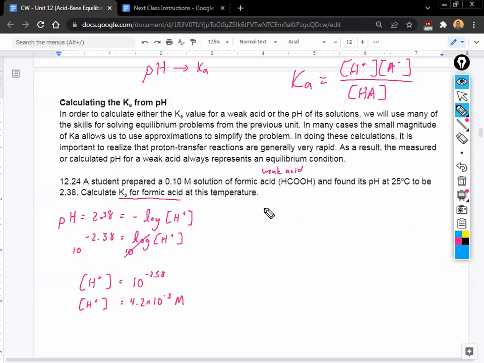Now what we have to do is write the equation for formic acid. So this is formic acid, and we're going to write the chemical equation. It goes into equilibrium and it breaks down into H plus and the conjugate base, COOH minus. Basically, it just loses an H.